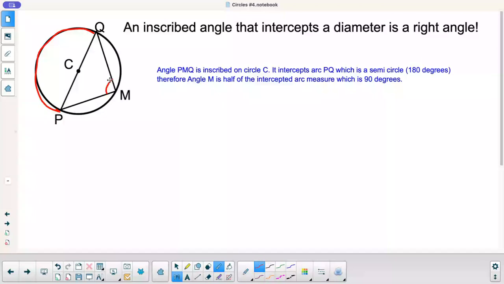So angle PMQ is inscribed in circle C, intercepts arc PQ, which is a semicircle. So this angle here is half of 180 degrees, which means that it is a right angle. So therefore angle M is half the intercepted arc measure, which is 90 degrees, okay?